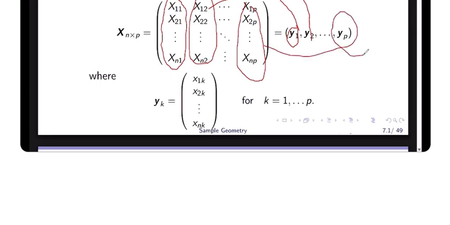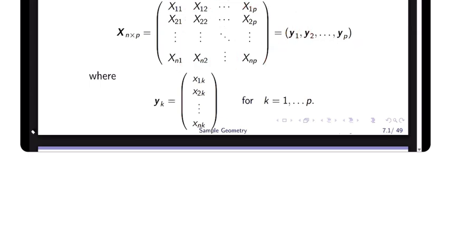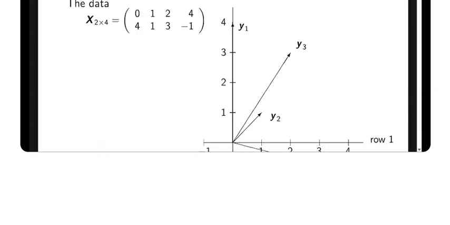Okay, because each of these variables has observations in them. Okay, and of course, this is a simple way of representing that. Now I'm moving on. Now take a look at this now.